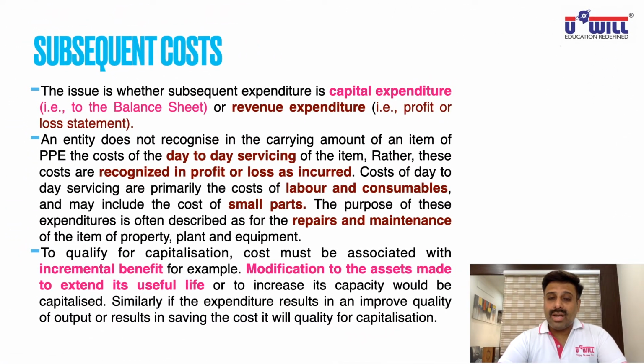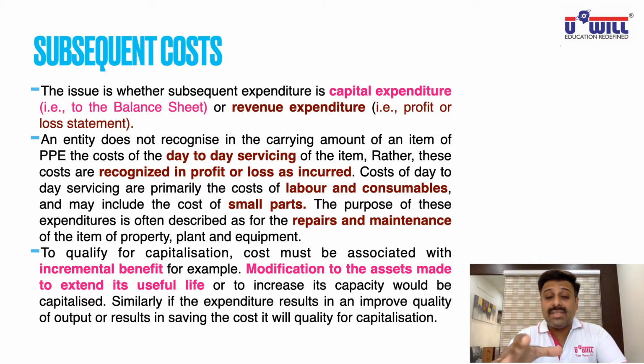Subsequent costs. Now we come to subsequent costs. Subsequent means the asset was acquired in the past. In future, if you incur any expense, how to deal with that? The issue is whether subsequent expenditure is capital expenditure, which would be recorded in the balance sheet, or revenue expenditure that would be taken to the profit or loss statement. See, a very simple rule is to be applied. Go by the difference between revenue and capital expenditure. Revenue is something routine, day to day, every day, every month. It's recurring, again and again it occurs.